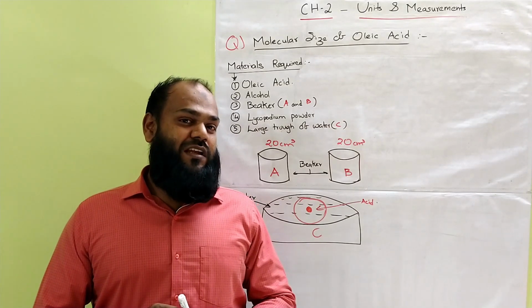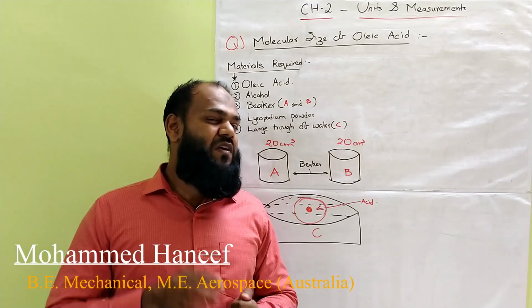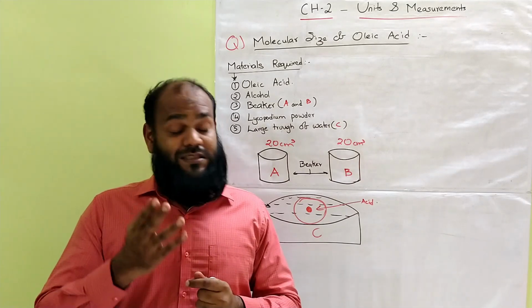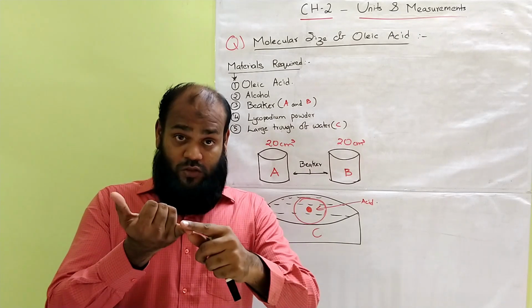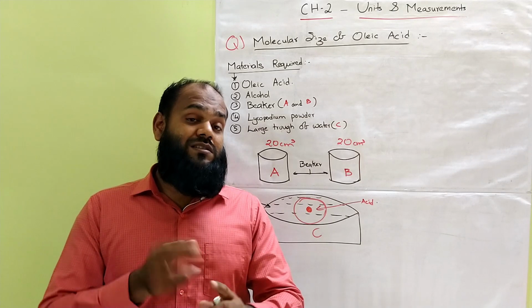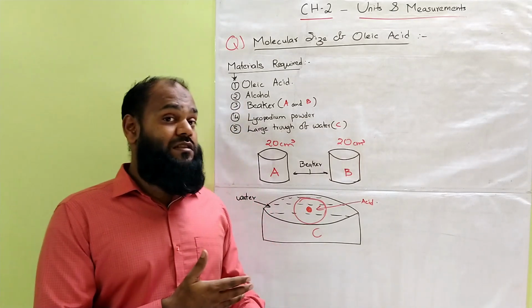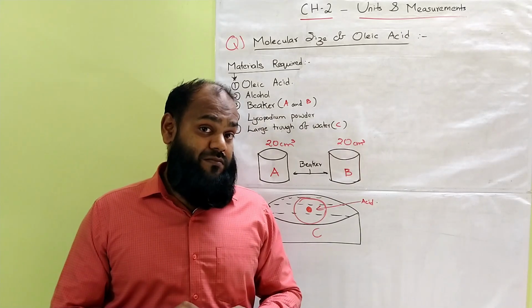Previously, we have seen what are the various methods of measuring length. Specifically, we have seen how you measure smaller length. Some of the methods for measuring smaller length include telescope, microscope, electron microscope, and we have the molecular size of oleic acid. So today's class is going to be how to determine the molecular size of oleic acid.